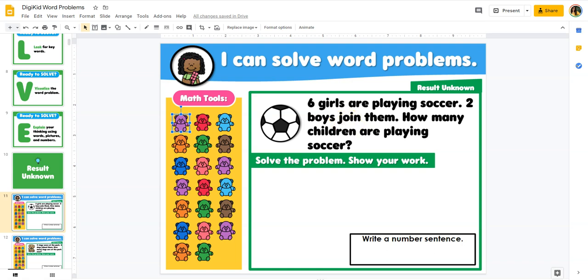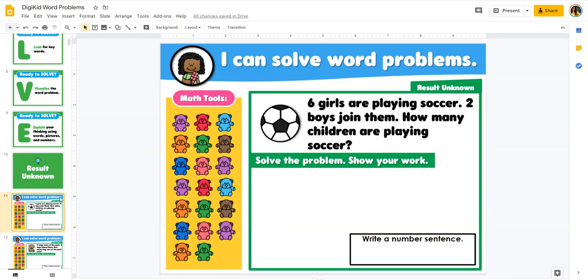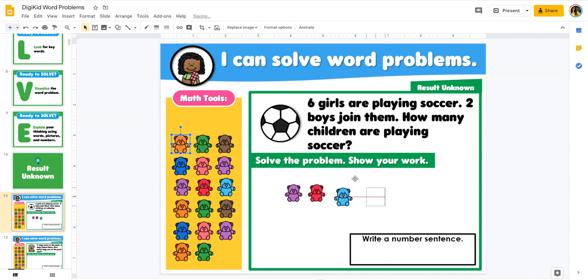I'm going to use the L here in the word SOLVE to help me. Look for key words. The word join is a really great key word. It means that there's more. More are being added to what's already there. So 6 girls are playing soccer, 2 boys join them. So I might use these tools over here when I solve the problem and show my work. I might drag these over to help me when I'm solving. So 1, 2, 3, 4, 5, 6.